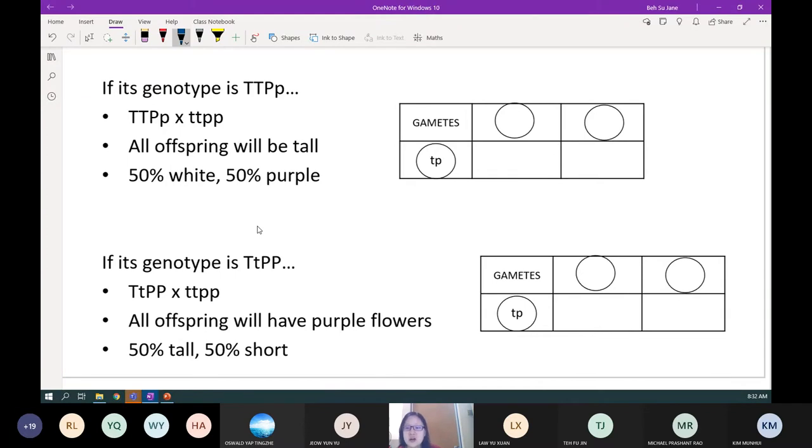Meanwhile, I'm going to answer Yongyi's question. Yongyi said, can I write P, bracket, phenotype, instead of the probability of the phenotype is? Yes, you can. So probability bracket purple, comma, white, equals, tall, comma, white, equals. Okay, no problem. Like maths, right? That's fine. I think as long as you're understandable, you're good to go for the formatting of the probability and the ratio.